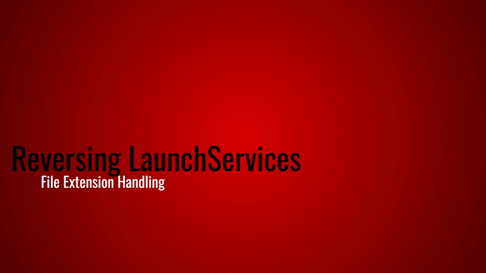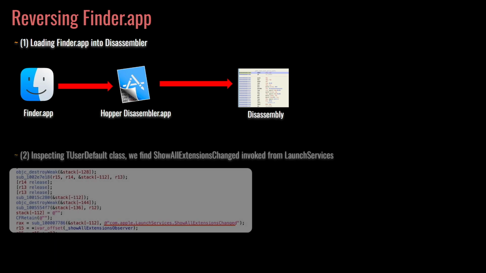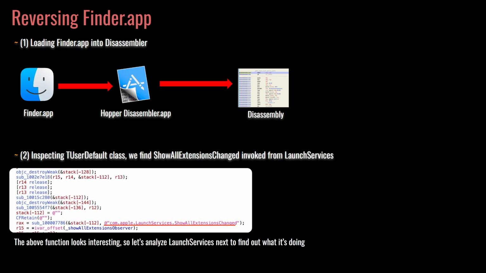Let's proceed with reversing Launch Services to discover the bypass. Let's begin by reversing Finder.app. So we load Finder.app into Hopper Disassembler to obtain its disassembly. And after analyzing its disassembly, we find an interesting class named TUserDefaults, within which we find the ShowAllExtensionsChanged function being invoked from Launch Services. This function looks really interesting, so let's now analyze it in Launch Services.